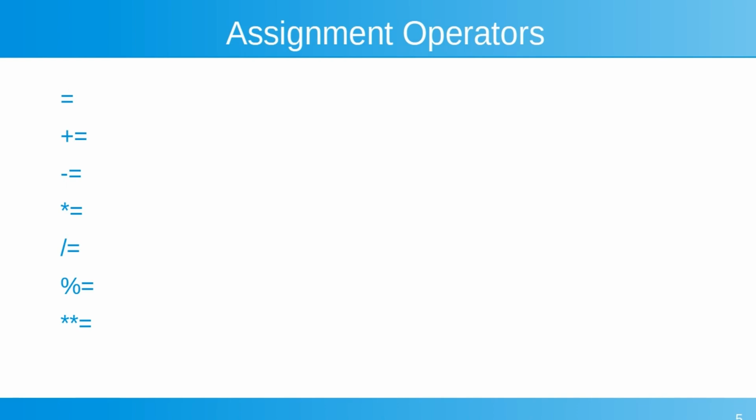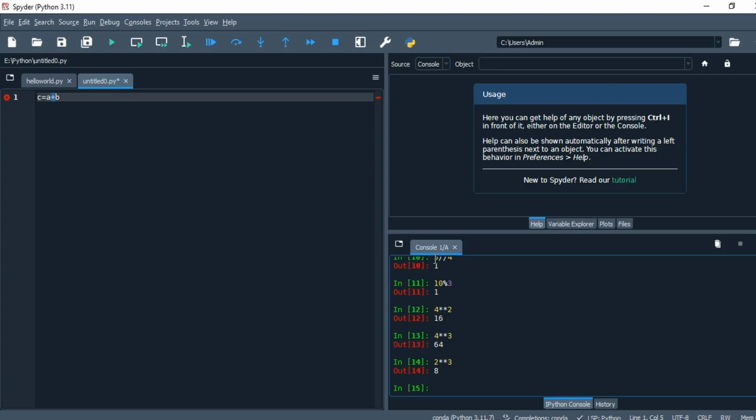Okay, so the next set of operators are assignment operators. Basically, if you take any expression, you will assign the result or return value to some other variable, right? So for that we use these assignment operators. Okay, so as I said already, equal to is one of the basic assignment operators. So if I use a equal to 10 plus 20, basically the output of 10 plus 20 will be stored in the variable a, right? If I print a, you will get 30.